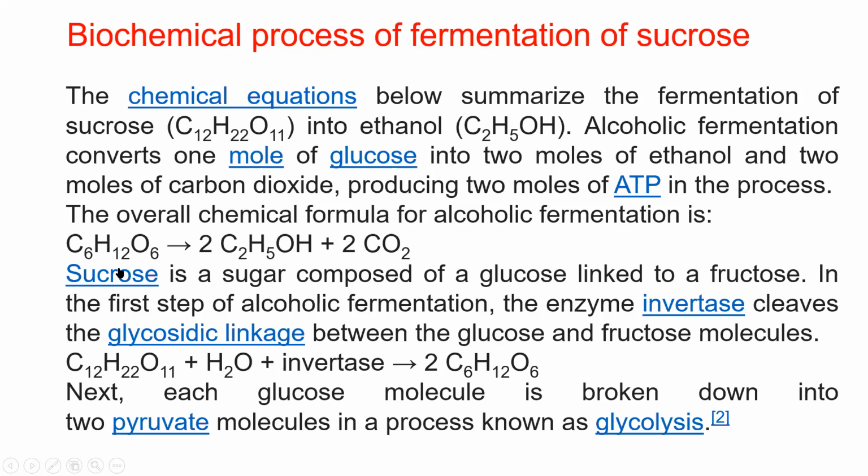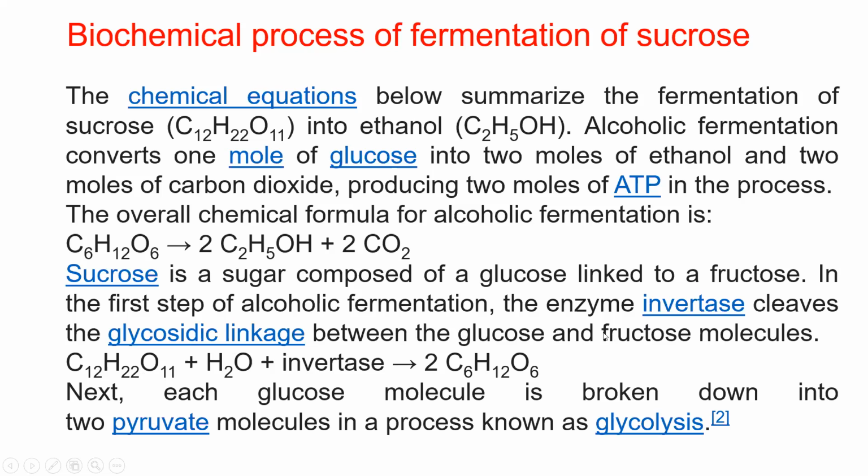So in sucrose, you have one aldehyde containing sugar moiety, that is glucose, and the other one which is having a ketose group. In the first step of alcoholic fermentation, the enzyme invertase cleaves the glycosidic linkage between the glucose and the fructose. And now you will get 1 molecule of glucose and 1 molecule of fructose.